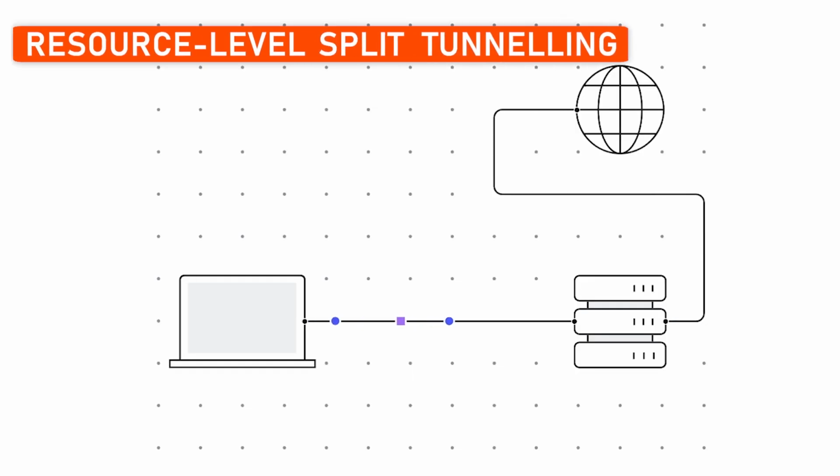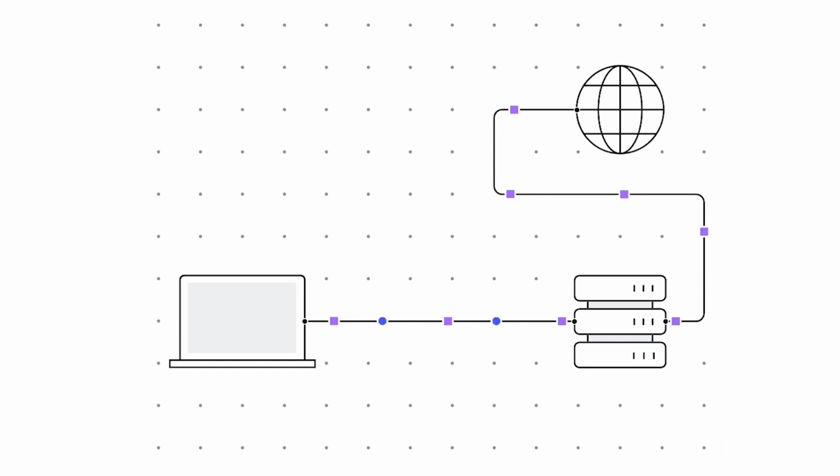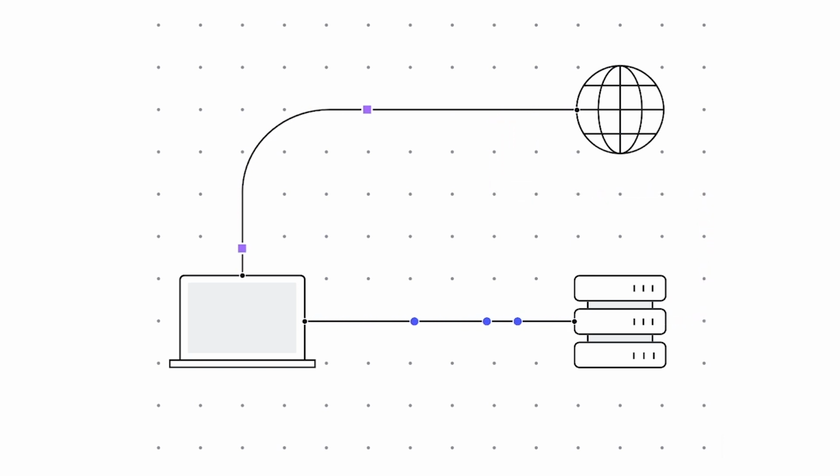First one is resource level split tunneling. With a normal VPN solution, unless you have complex rules in place, all traffic is sent to the VPN gateway and flows through it. With Twingate instead, only the traffic that needs to go to the private endpoint is sent through the service, meaning that all your non-private traffic is not affected.